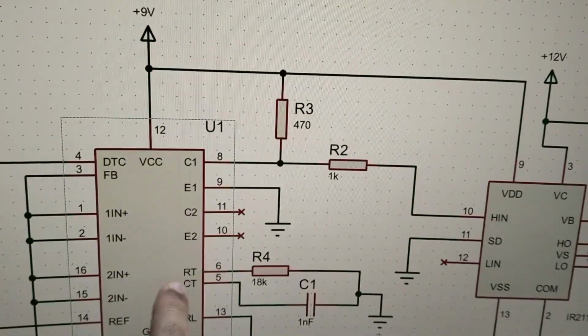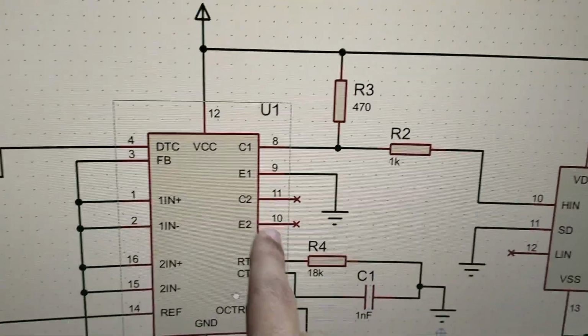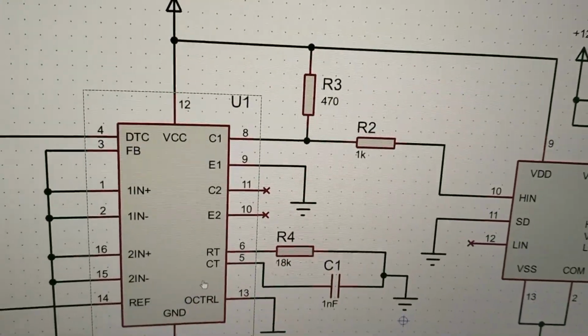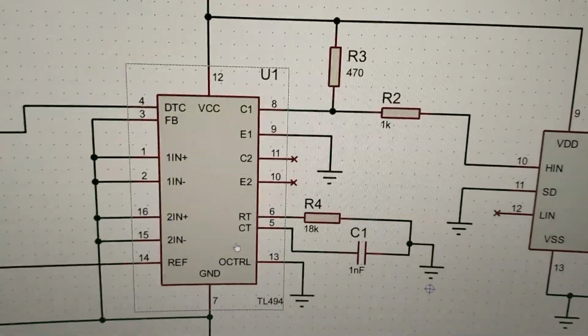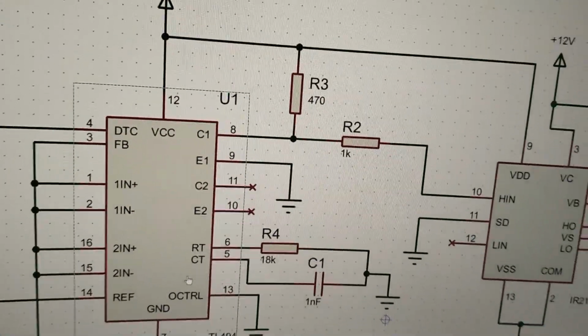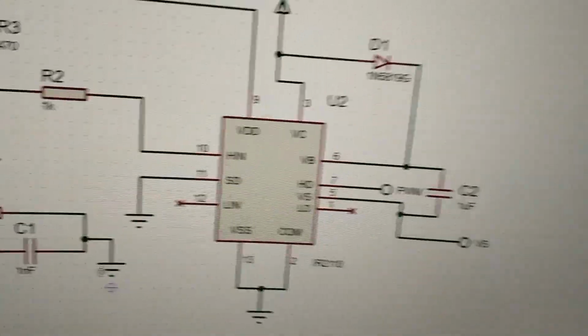And the open collector, there are two, so I'll be using the first one, and just a 470 ohm pull up. And basically the emitter is grounded since it's in the standard open emitter configuration. So the output basically goes to the IR2110, as I said.